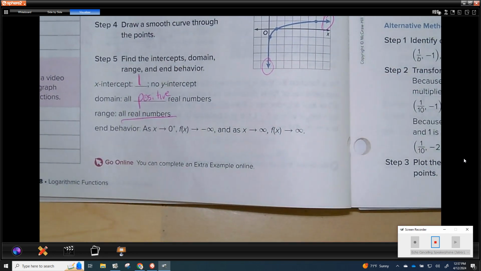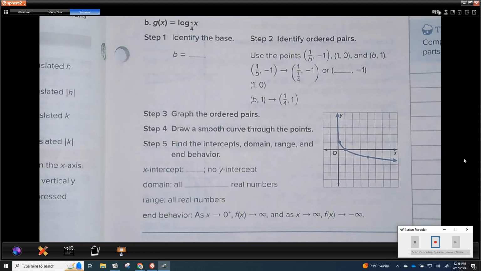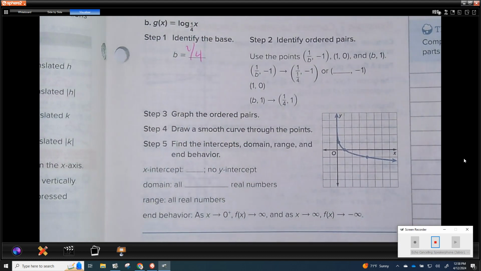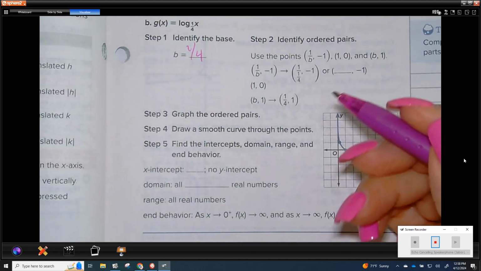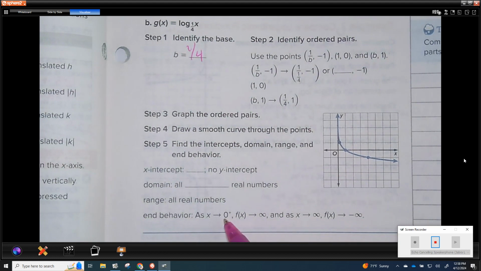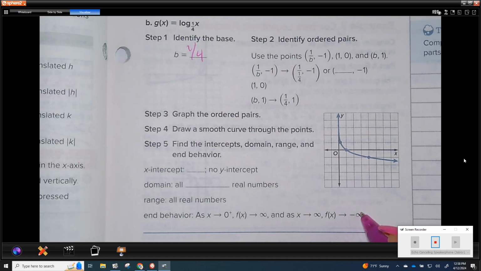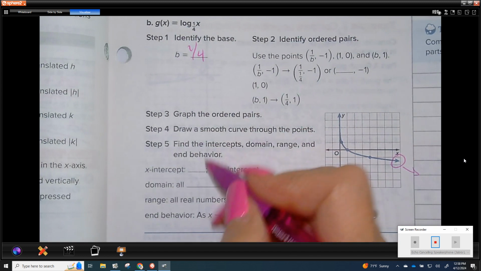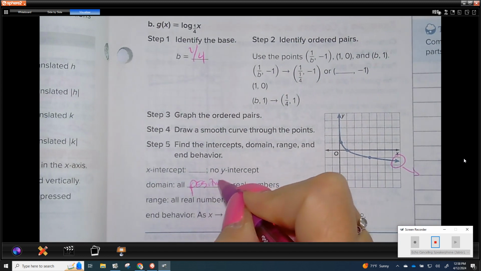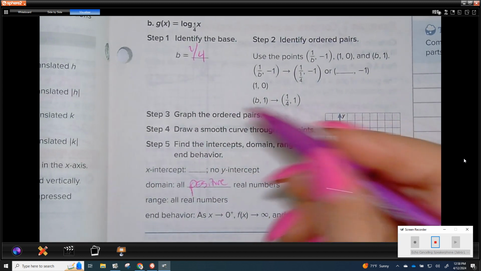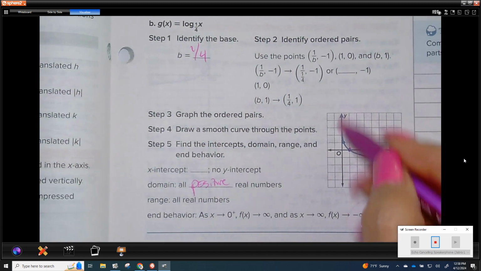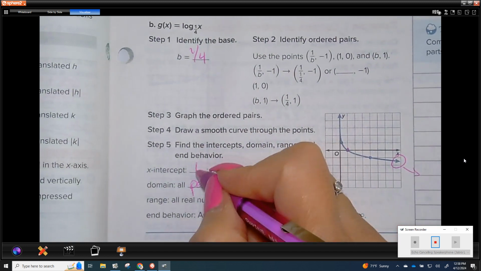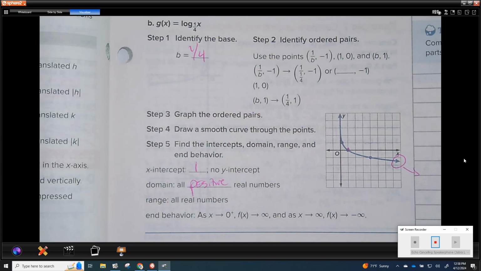The other example had C. This one has a base of 1/4, which would be a decay problem. So it looks like this. Again, here it approaches from the right, it goes to infinity because it's going up. This one on the right side is going down to negative infinity. The domain is positive numbers because it's on the right side. The y-intercept is non-existent because it doesn't cross. The x-intercept is 1.